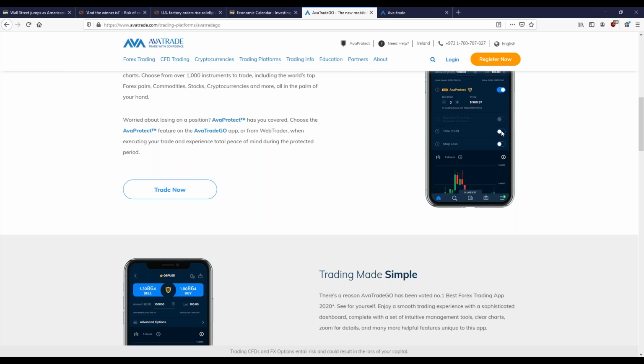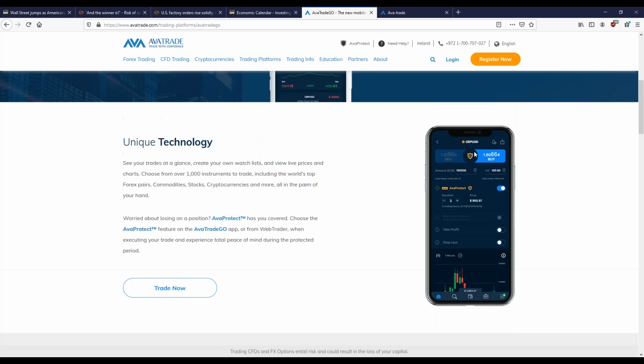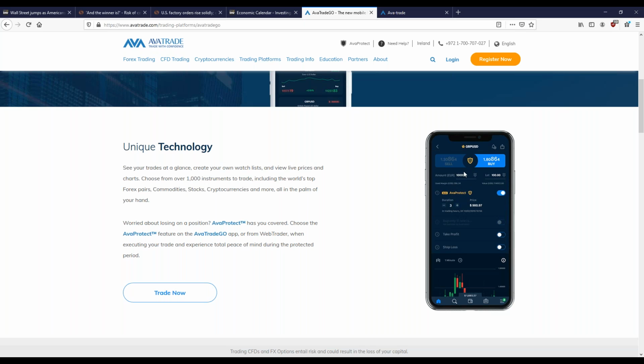Same with the take profit. You put a price in that, and it tells you how much you'll make in your account currency if it hits that price. So very convenient. It also tells you the margin requirement. As you put the trade size, it tells you how much is required for margin. So very useful.